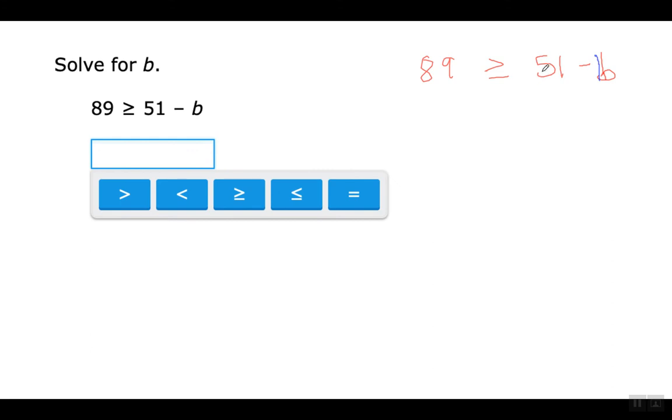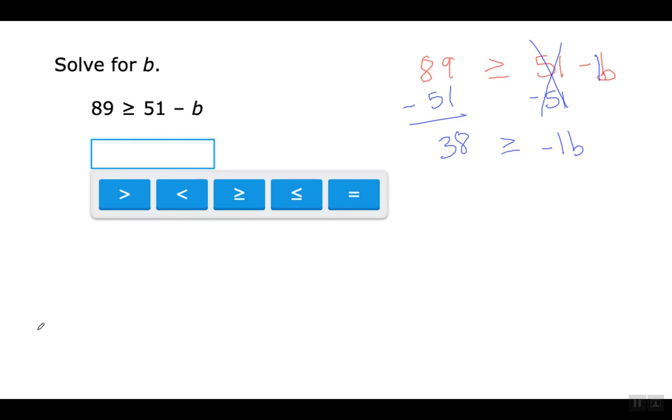So the first thing I'm going to get rid of is this 51 by subtracting both sides by 51. 9 minus 1 is 8. 8 minus 5 is 3. This canceled out. So now I got negative 1b here. I just wrote the 1 to help you visualize what I'm telling you to do.